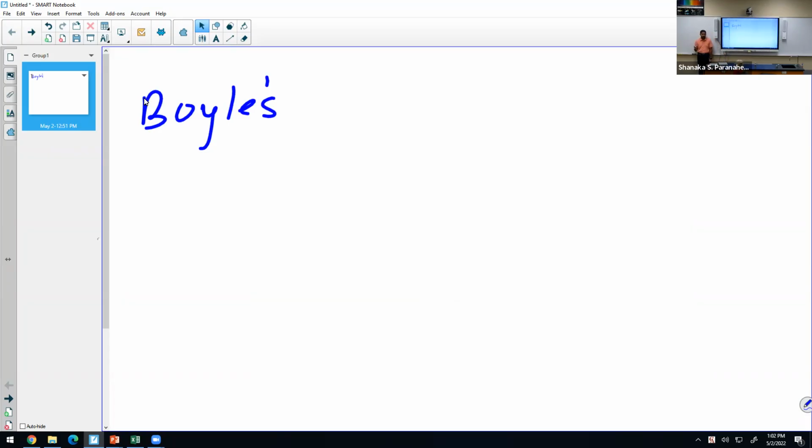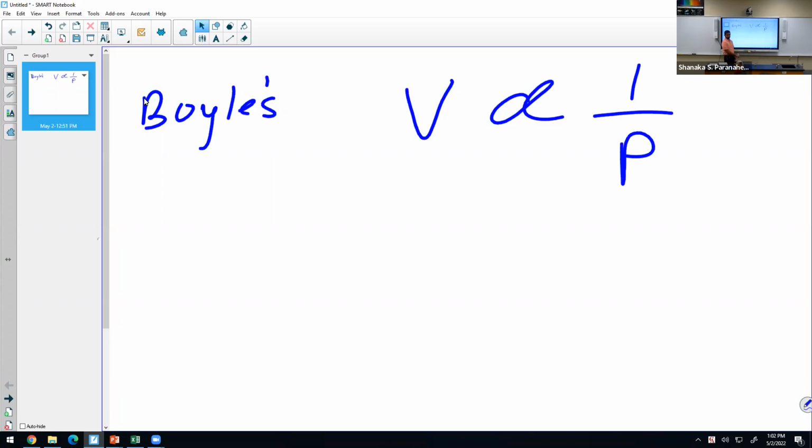This is the only inverse relation. When it says inverse relation between two variables, volume is inversely proportional to the pressure, it's going to be 1 over V. That's the inverse relation representation in math. This symbol is the proportional symbol, and this tells us it's an inverse relation going in the opposite direction. All the other gas laws are direct relations.